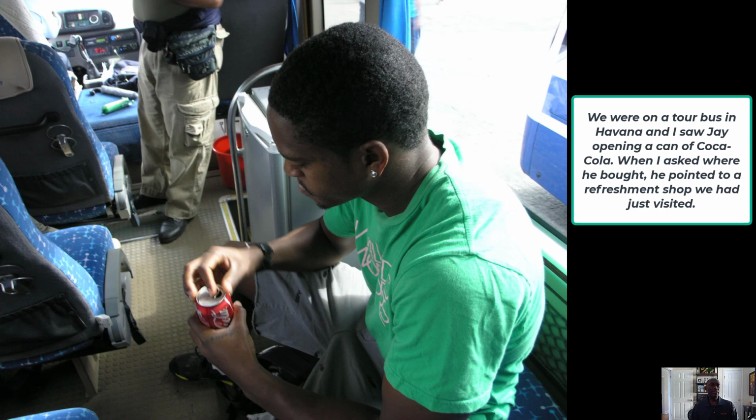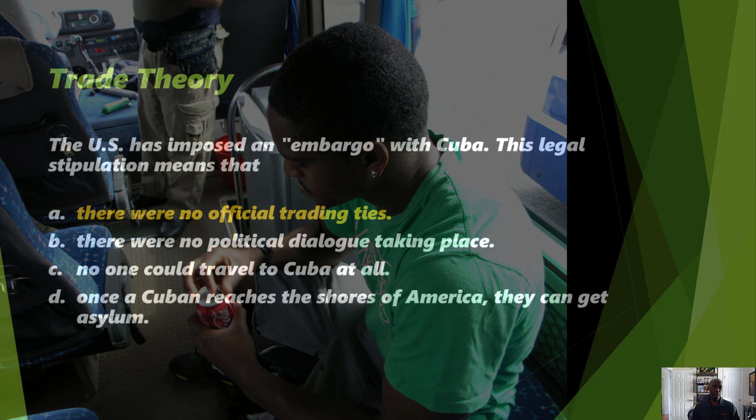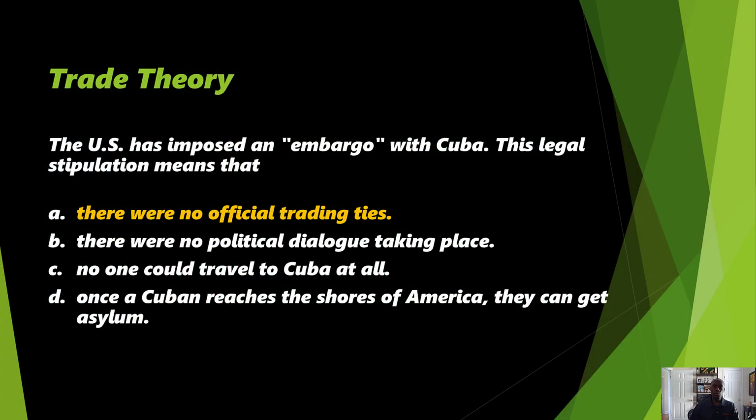Typically, Cuba gets these products through third parties. They get them through a third country, through Canada, or through one of the Caribbean countries, and then they're able to sell those on the market because there is a demand for those products. It is the U.S. that has the embargo against Cuba, not the other way around.